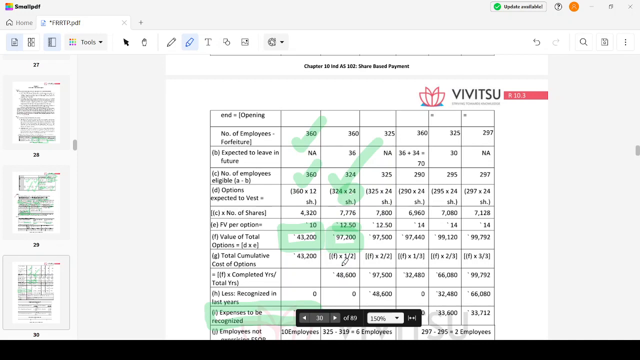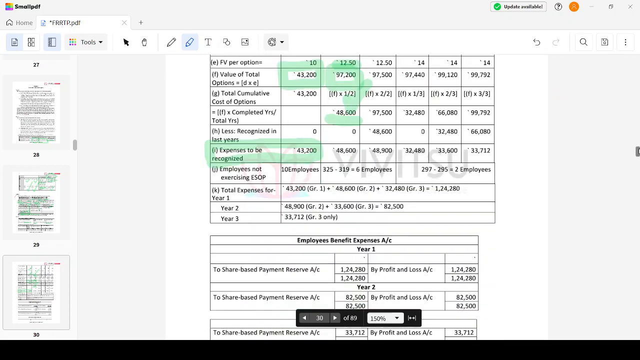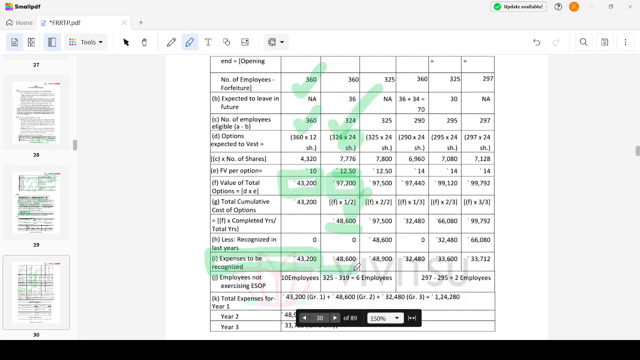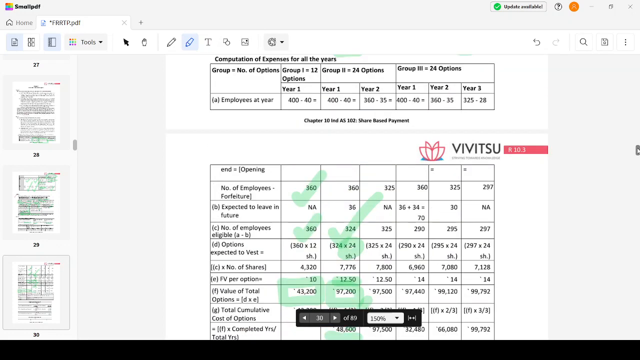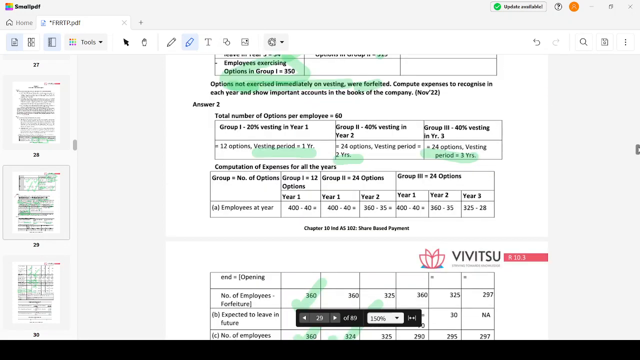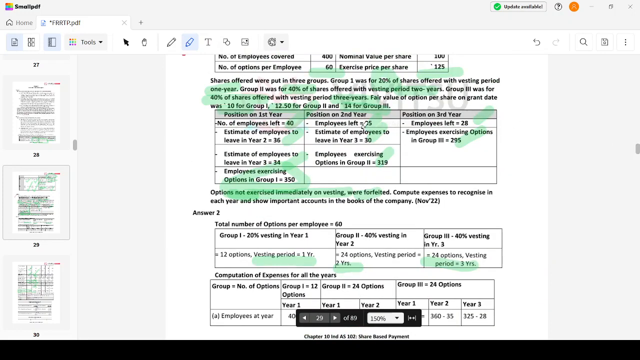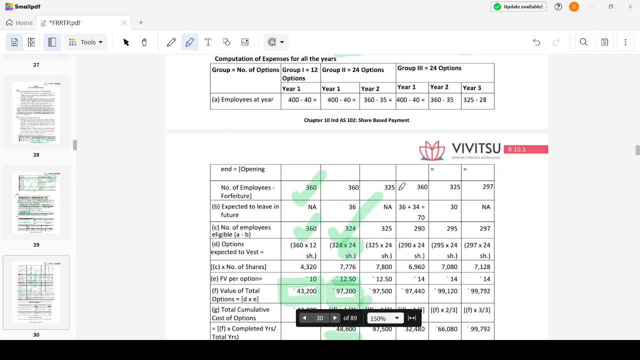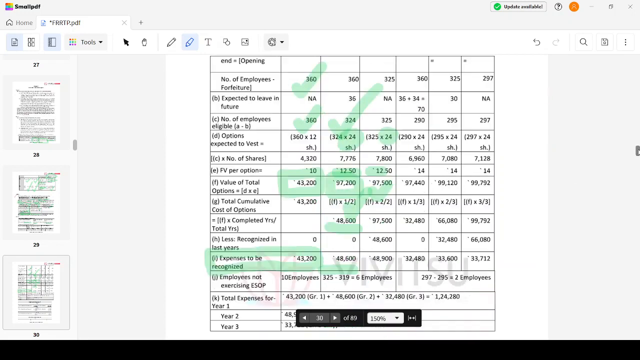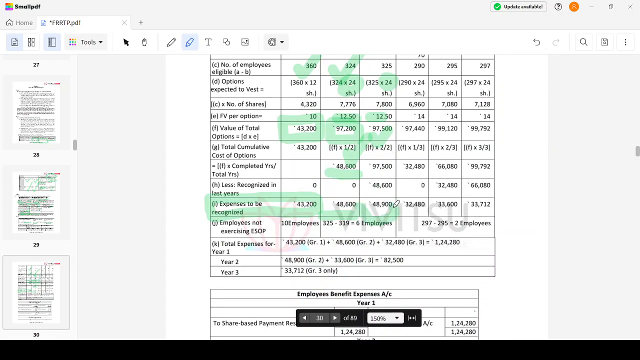So, it is vesting over a 2-year period. So, 1 by 2. 48,600 will be the current year expense. So, for the next year, what happens? The number of employees at the year end is nothing but the actual employees who were there, 360. Who have left in the current year, 35. 360 minus 35 was 325. 24 shares per employee and then 12.5, same, 97,500. What I've already recognized is 48,600. So the balance to be recognized as expense for the current period is 48,900. This is with respect to Group 2. So this will total up to 97,500.